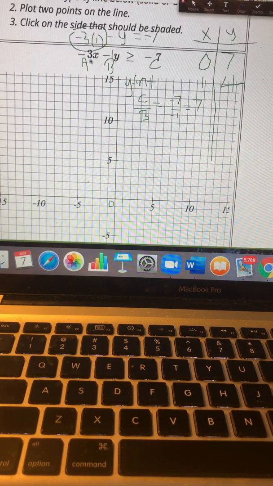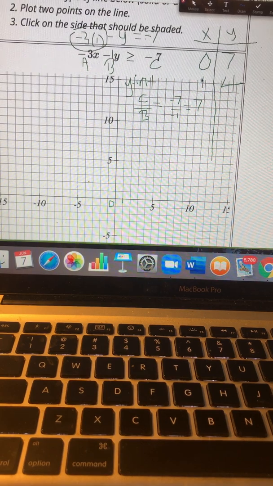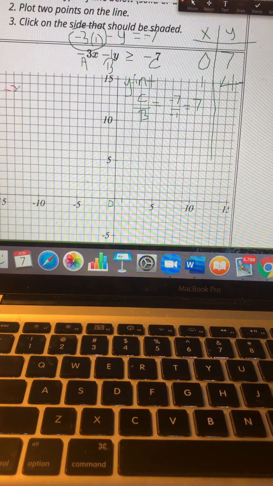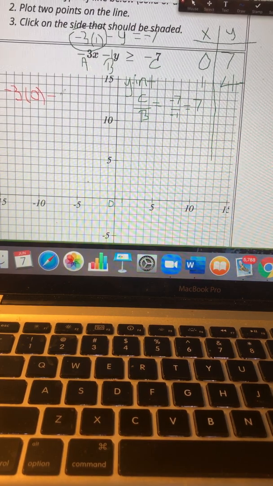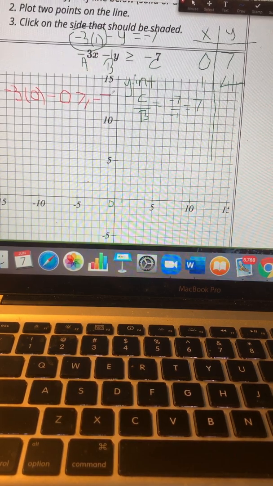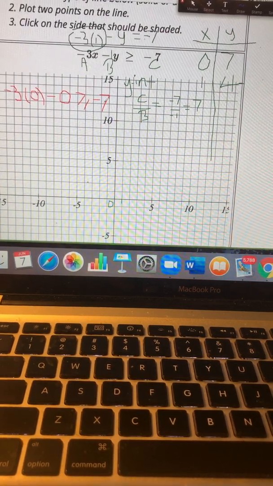So in other words, I'm trying to see if I plug 0 in for x and 0 in for y, would that make a true statement? In other words, what I'm trying to say is -3, substituting a 0 here, -3 times 0 minus 0. All right, is that greater than or equal to -7?